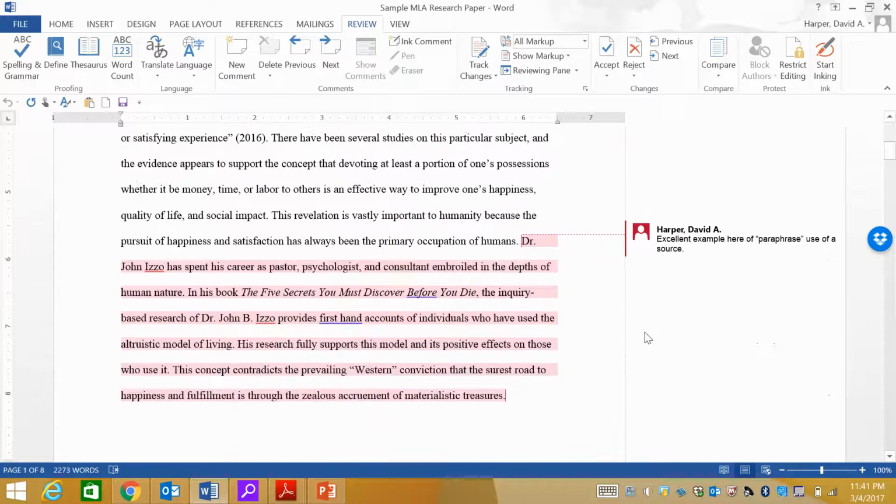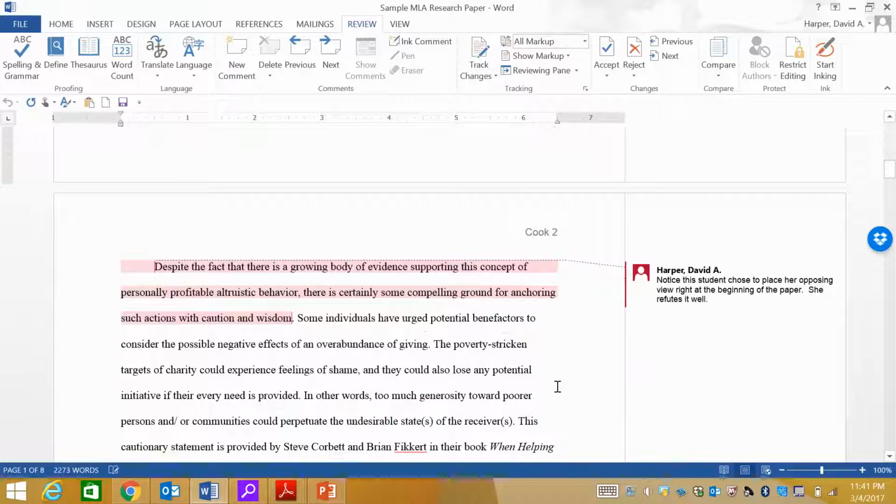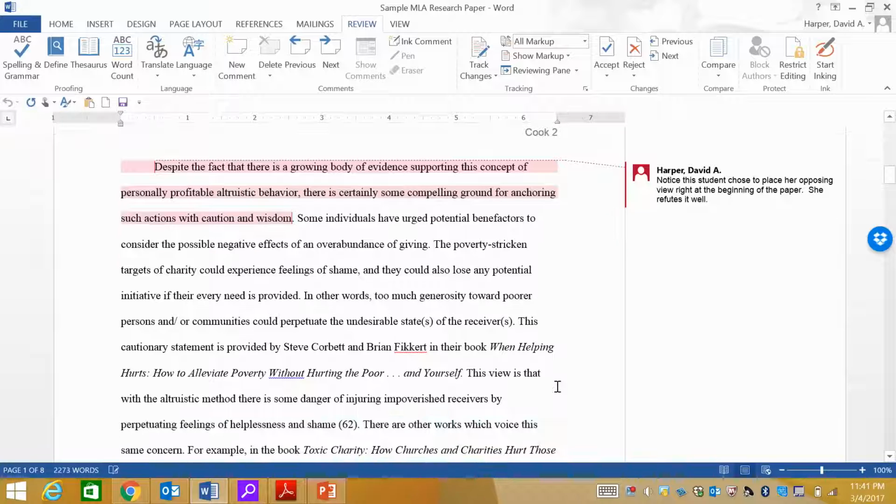But if we look, for example, there's an excellent paraphrase of a source right in the first page. Dr. John Izzo has spent his career as a pastor, psychologist, and consultant embroiled in the depths of human nature. In his book, The 5 Secrets You Must Discover Before You Die, etc., and so forth. So this is great source introduction, okay? And then the substance of the source is written in paraphrase and explain how it connects to the thesis. Perfect. Quotation sandwich is what I call that. You'll see that in the course notes this week.